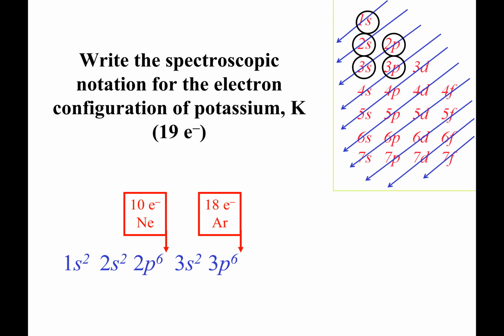Okay, and again, if you've drawn this arrow diagram correctly as a tool, you know that you need to go to 4s next. So we'll go 4s2, then things get, sorry, oh darn it, why? It's not 4s2 because we only needed 1 more electron. So we have 18 electrons here, we're on our way to 19. Sorry about that.